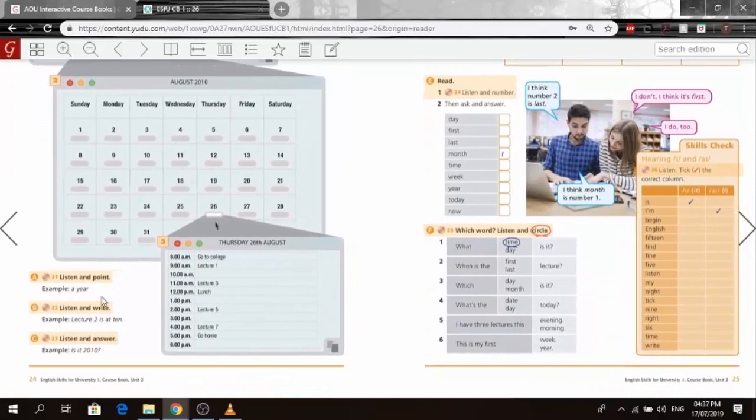So now let's move on to exercise B, listen and write, okay? So we have the time over here, and this is basically like a calendar, Thursday 26th of August, okay? I think this is a calendar for a student, a college student like you guys.